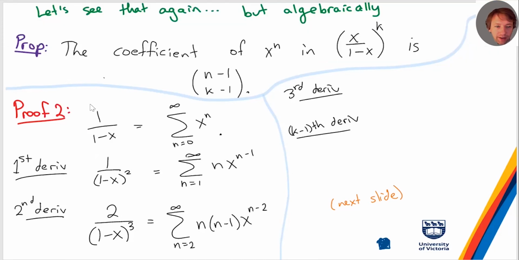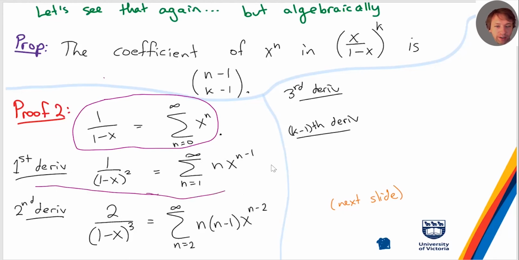I take my geometric series. We've already seen that if I take the first derivative, what I get is this. On the left side, I get 1 over x squared. On the right side, a way of writing it is to say that the n equals 0 term was a 1 here, right? The derivative of 1 is 0.